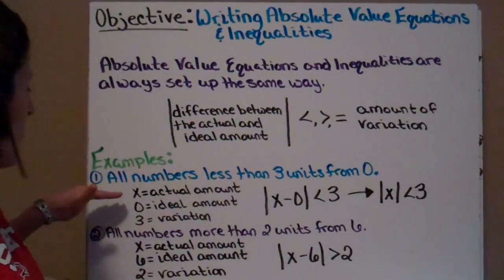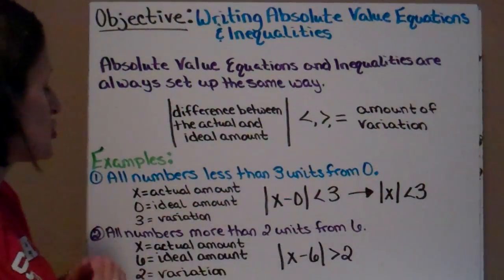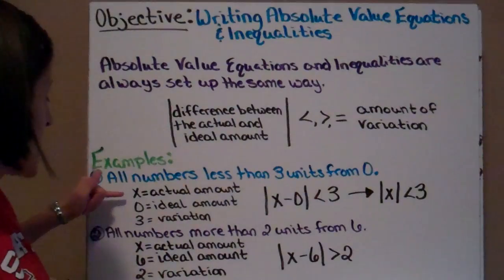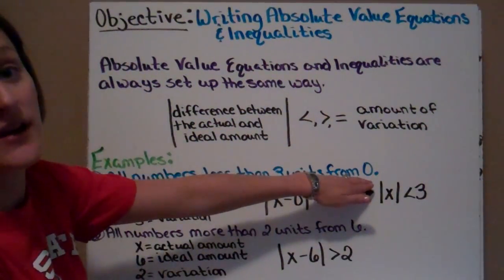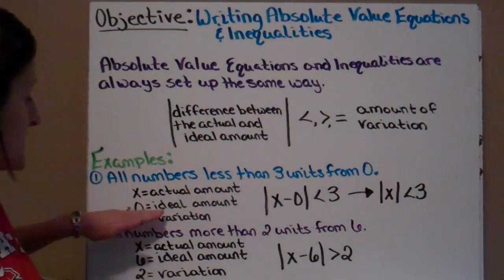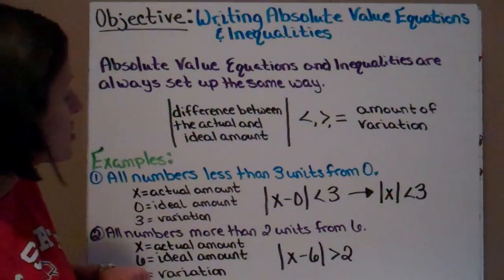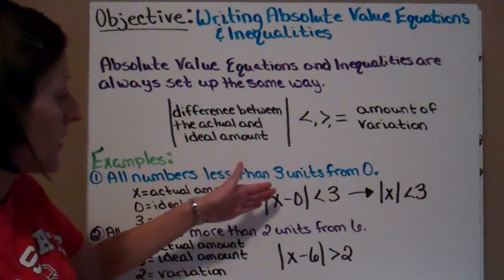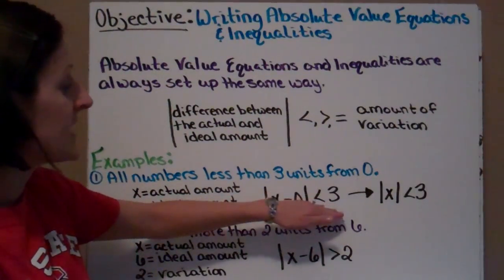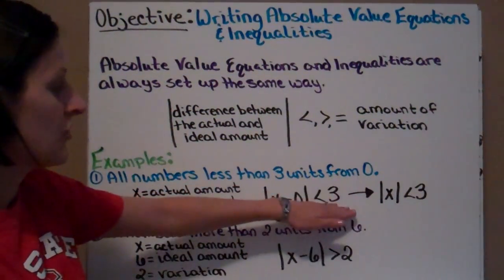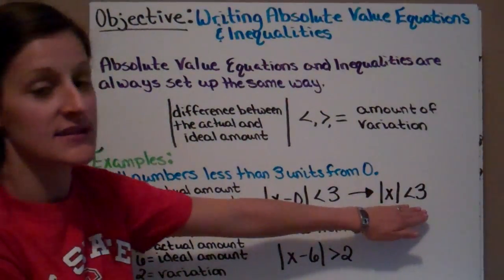So, for example, all numbers less than 3 units from 0. My actual amount I'm going to say is x. My ideal amount is how far away it is, so that's from 0, so 0. And my variation is going to be this 3 units. So when I write it up, in my bars I do x minus 0, and then that's going to be less than 3. And basically, I can write this as the absolute value of x less than 3.